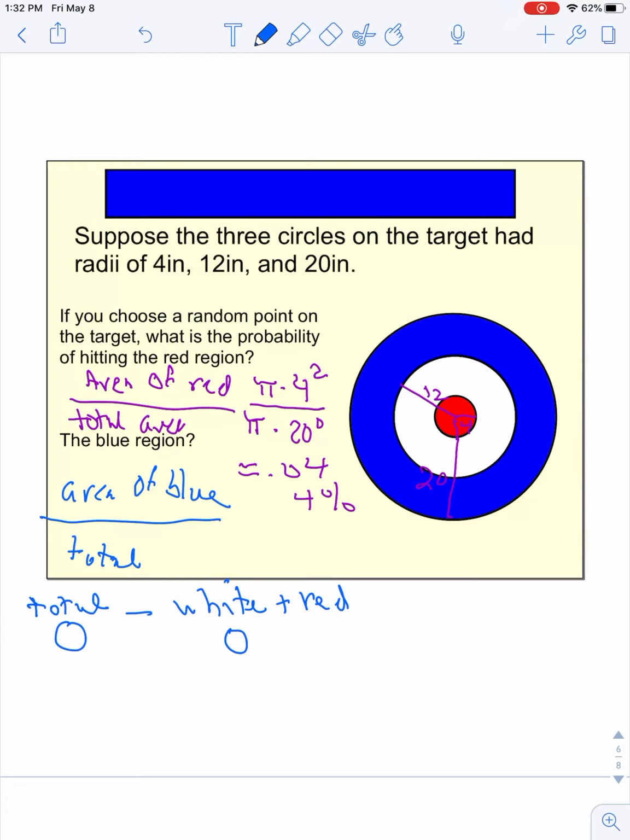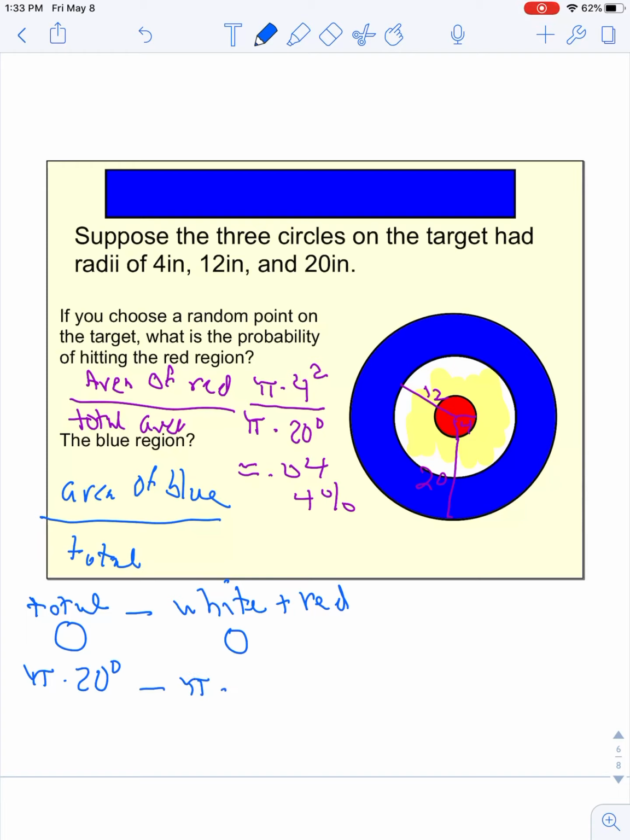So the total circle would be your 20 squared pi. I guess I'll write it in the correct order like I did above, just so it's not confusing. So our total area is pi times our 20 squared. Then we subtract the white and the red combined. So we're subtracting this right here, which would be a radius of 12.